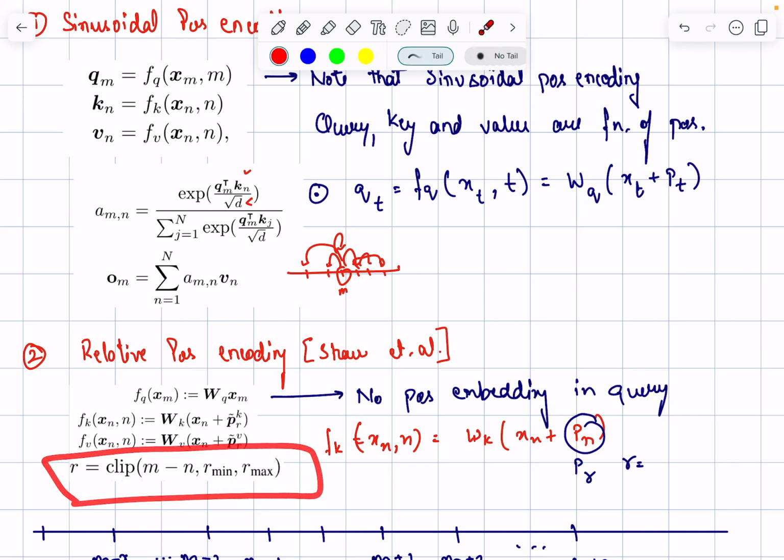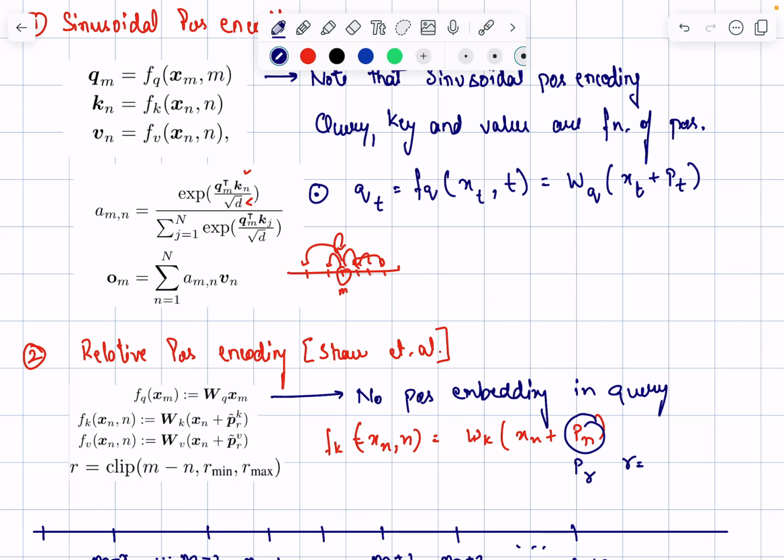That means you take the distance between the query position and the key position, this particular m and this particular n, and you cap it to R min and R max, as we saw in ALiBi, right? Okay. So this position Pr is now a relative position rather than an absolute position, as it was earlier in the case of sinusoidal embeddings. Okay.